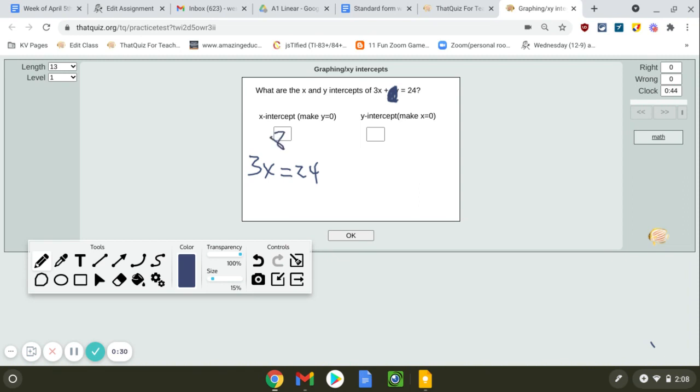Nice. And then if you want to solve for the y-intercept, you plug in 0 for x. So this part goes away. And so you're going to solve 4y is equal to 24. And that's going to equal 6. You just divide by 4. That's all you do. Divide by 4. Okay.